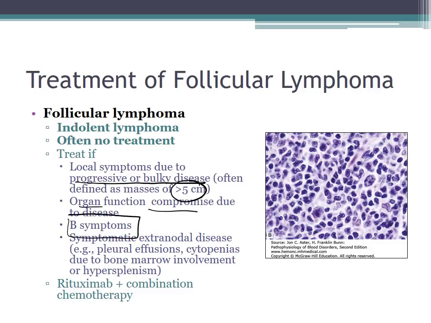If these patients do have the B symptoms, they should be treated as a higher staging. Also, if they have any other symptoms of extranodal involvement, meaning that other organs are involved with some of the infiltration of the abnormal cells, so these would be pleural effusions or cytopenias due to bone marrow involvement or involvement of the spleen, then they should also be treated, and they will again receive this rituximab with some sort of combo therapy. So that would be either our CHOP therapy or the CVP therapy.